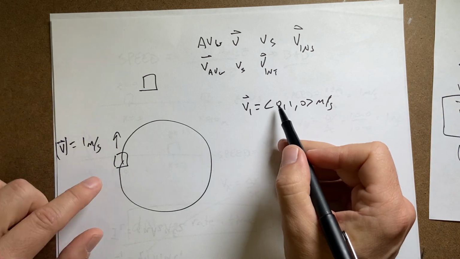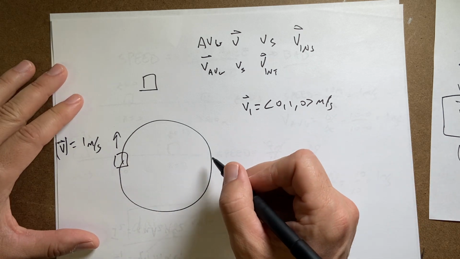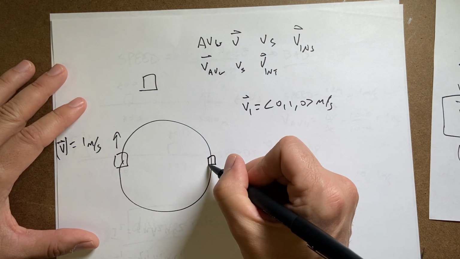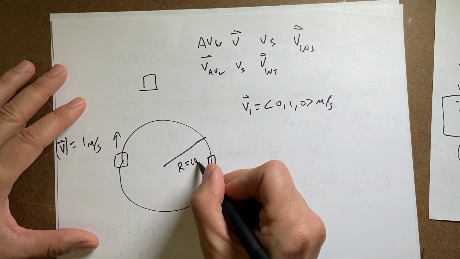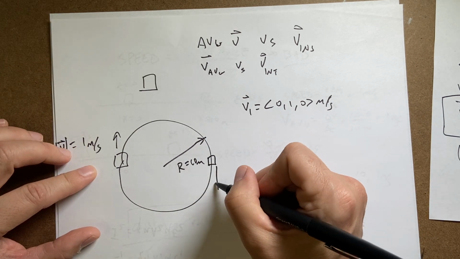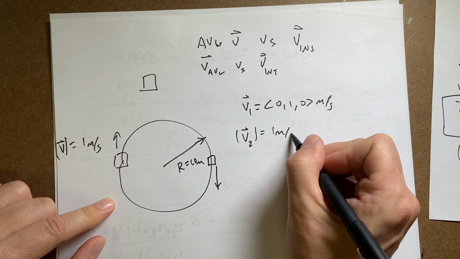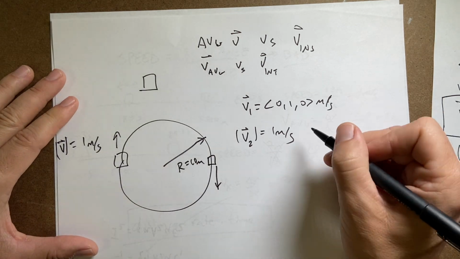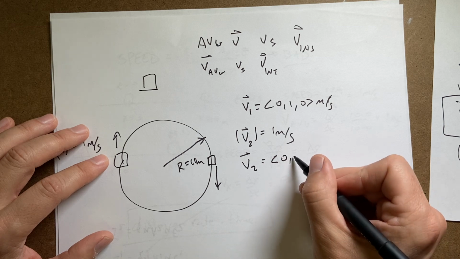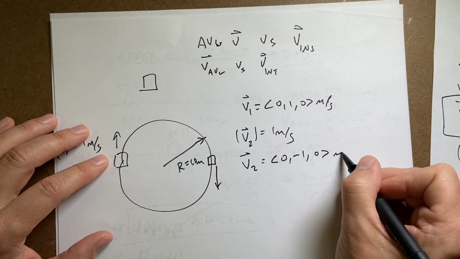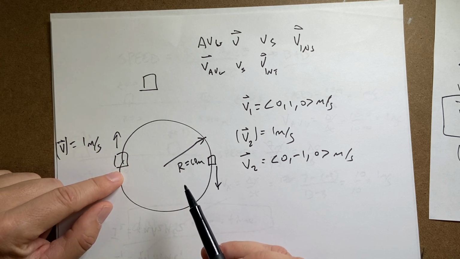So it's not going in the x direction. It's going in the y direction, 1 meter per second. It's not going in the z direction. So over here, and let's say this has a radius of 10 meters. Over here, it's going with the same speed. v2 magnitude is 1 meter per second. It's driving around at a constant speed. But the velocity 2 is going to actually be 0, -1, 0 meters per second. So the velocity is changing. The magnitude of the velocity is not changing.